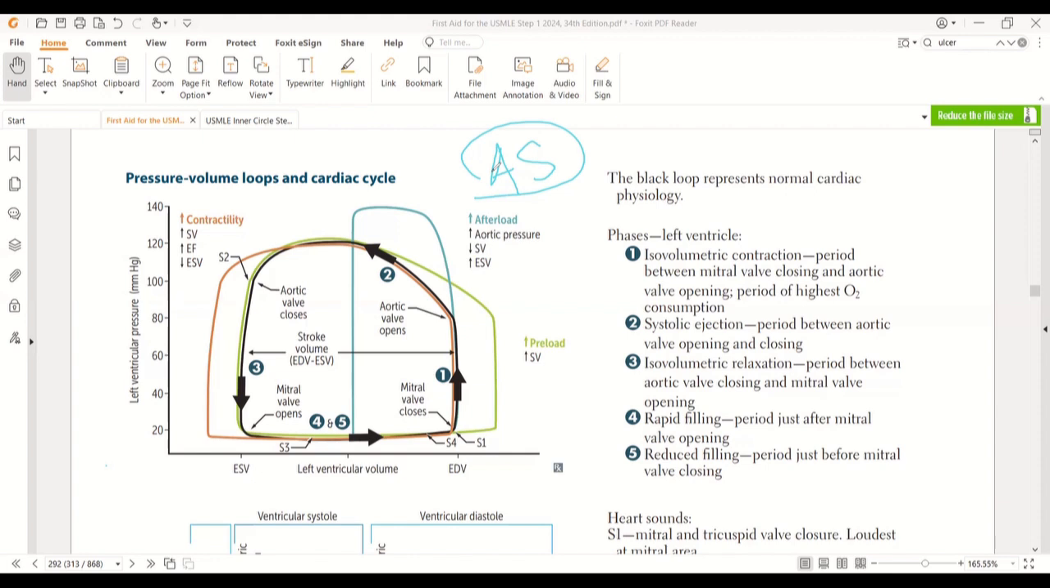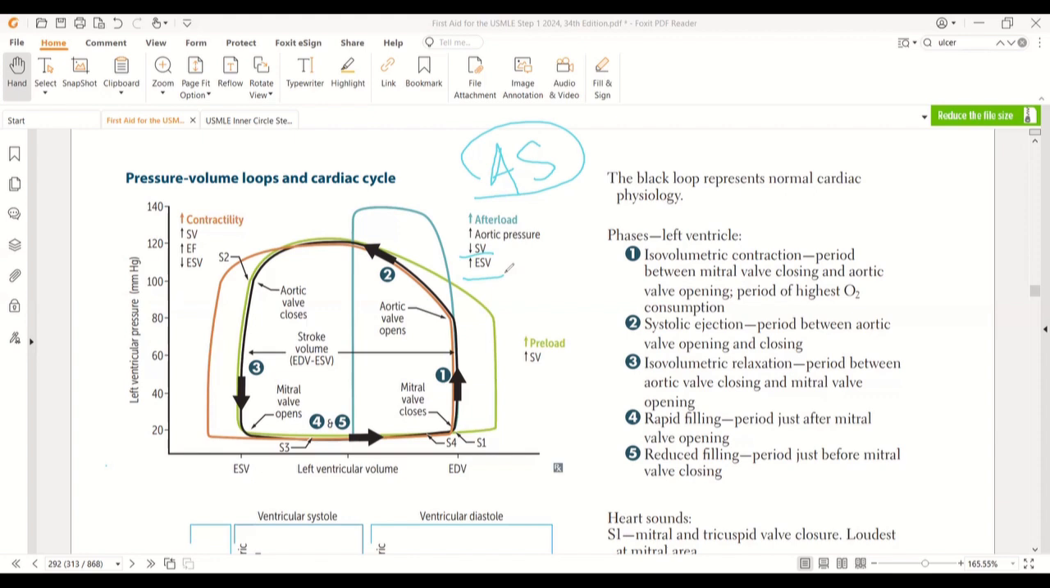If afterload is increased, what will happen to the stroke volume? Stroke volume will decrease because you are working against high pressure. So the stroke volume is decreased. If the stroke volume is decreased, what happens to the ESV? It will increase.